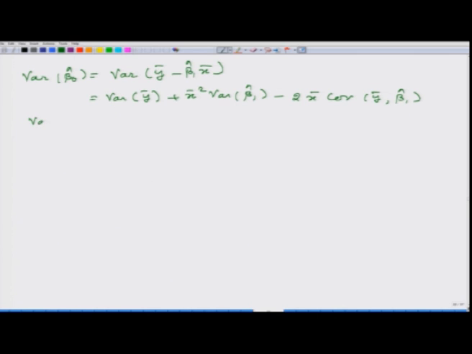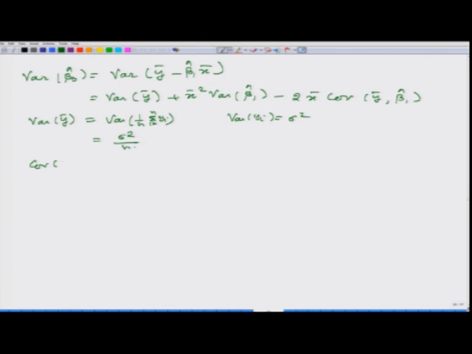What about the variance of y bar? We have assumed that each observation yi has the variance sigma square. So this becomes the variance of 1 over n summation i goes from 1 to n yi, and this is pure sigma square by n.